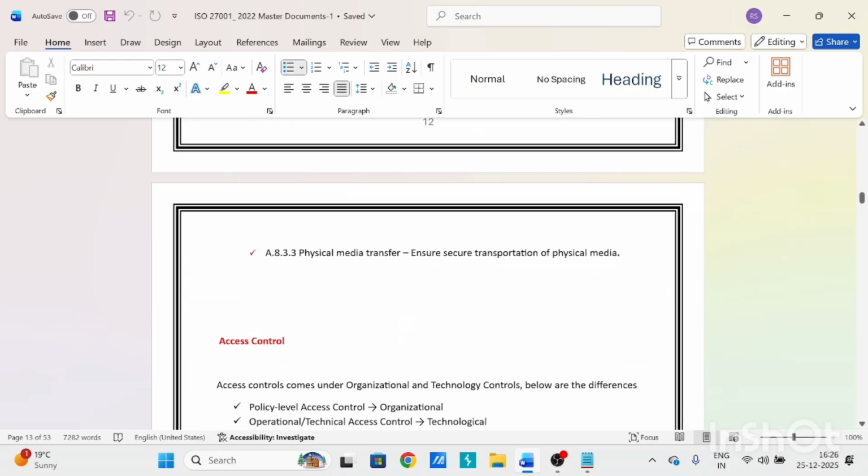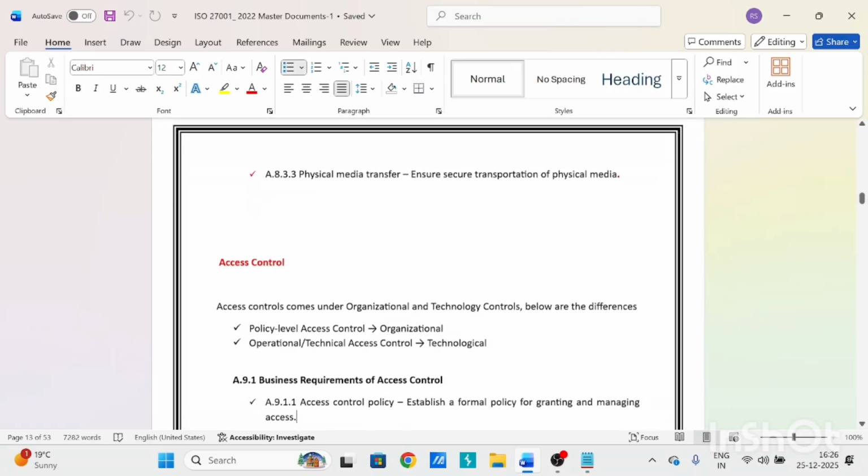Physical media transfer means secure transportation of the physical media. This is generally used for data backup, especially when the tape library is shifted to the client location from elsewhere. In that phase, we need to especially take care of the transportation of the physical media.